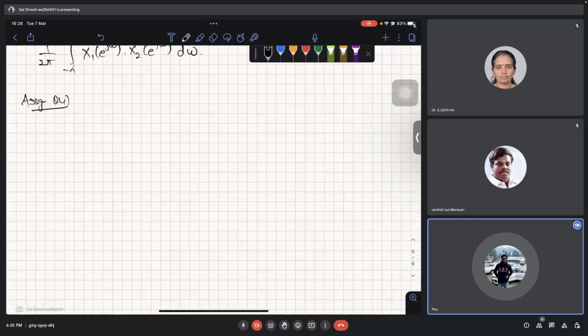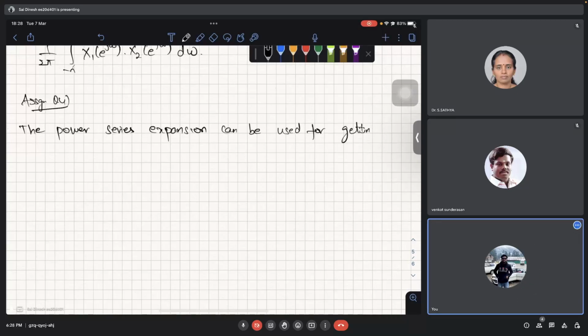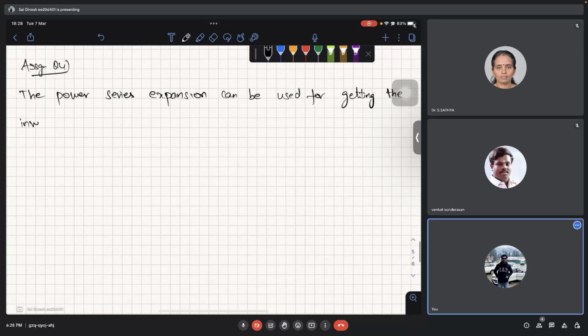The power series expansion can be used for getting the inverse Z transform.